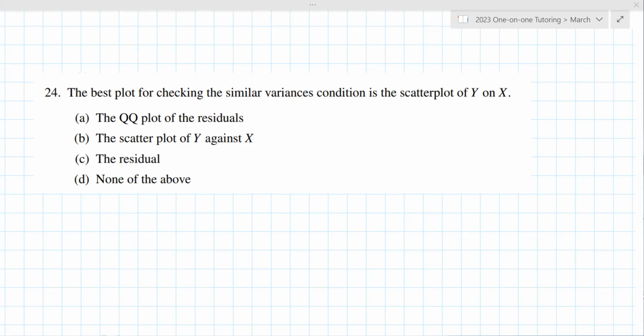That's where you start, though. And this is asking about, see, it's worded strange. It should be checking the similar variance conditions with y and x, not the scatter plot. So we know for sure that when you switch them, that doesn't help. You would never look at just a single residual. So, by process of elimination, it is likely the QQ plot here.